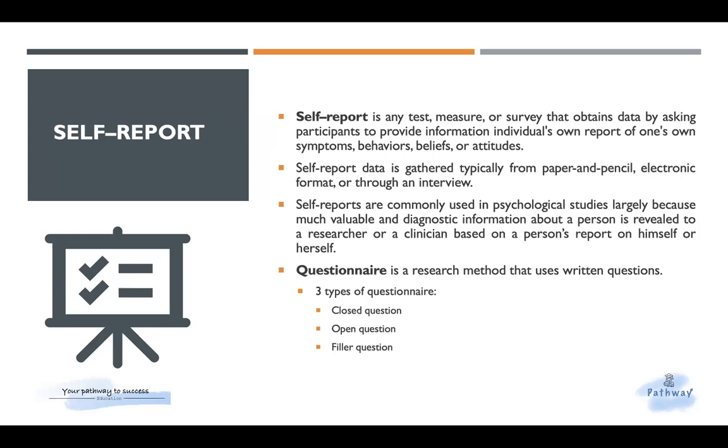In a self-report, the participant gives the researcher information about themselves directly. This is different from experimental tests or observations, where the researcher finds the data out from the participant. There are basically two techniques: questionnaires and interviews, both of which ask the participants questions.